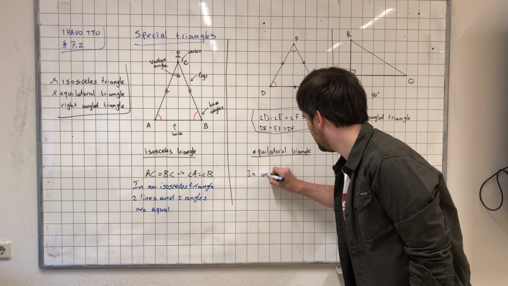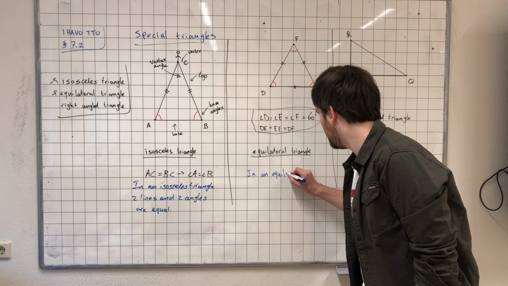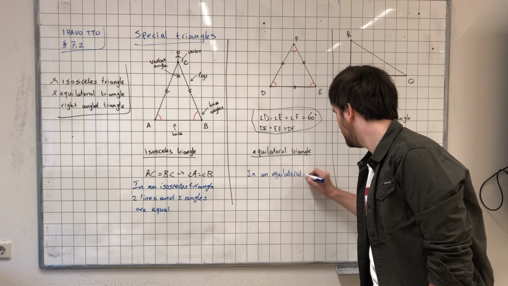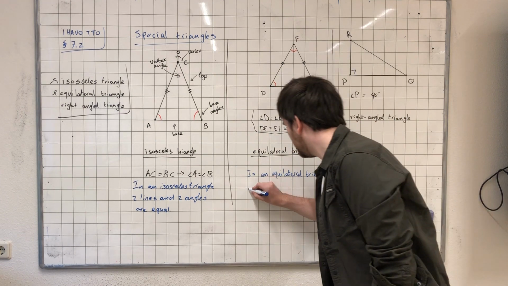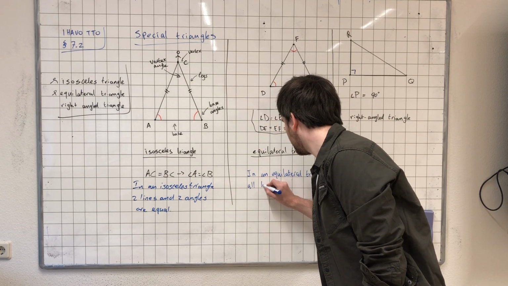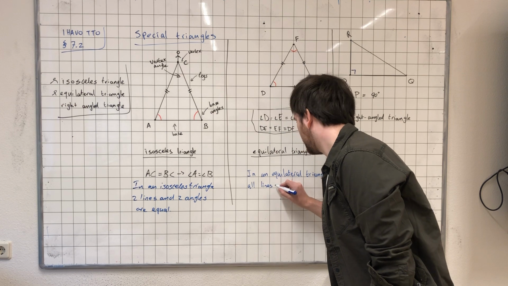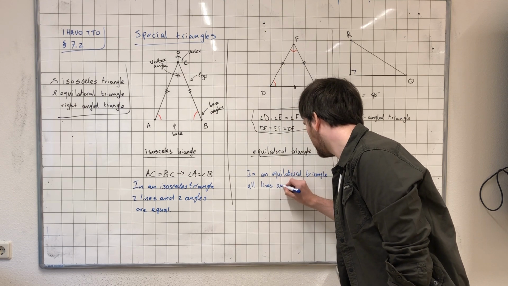In an equilateral triangle, all lines, all sides, all lines and angles are equal.